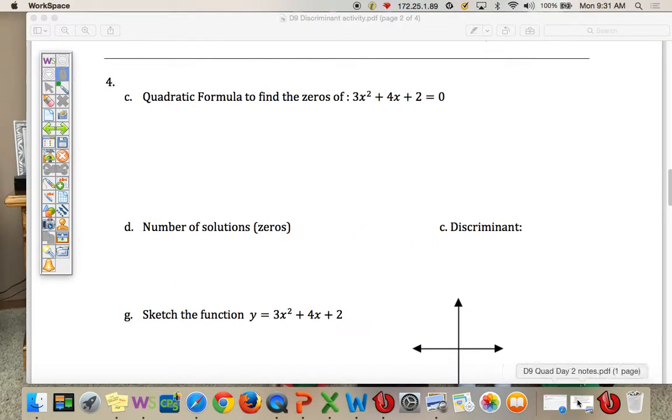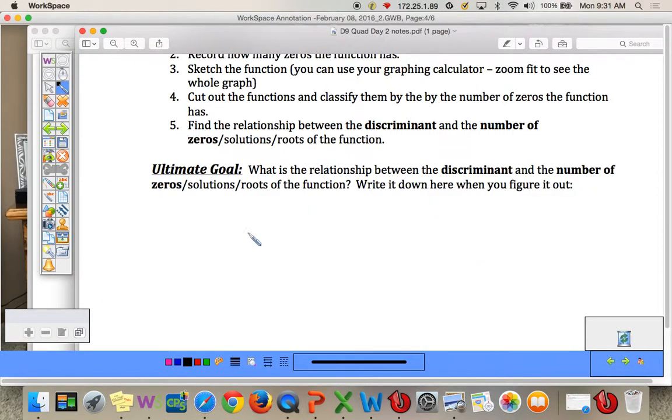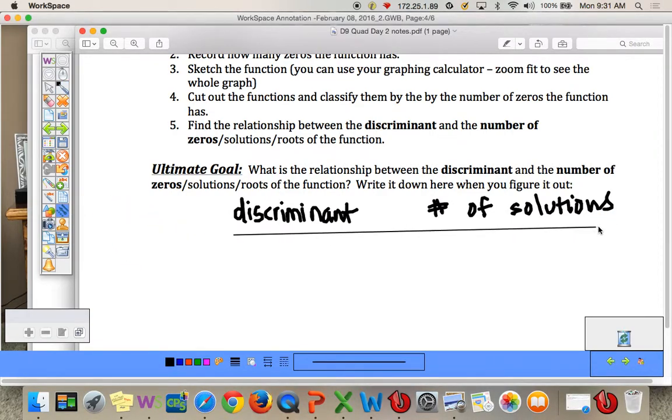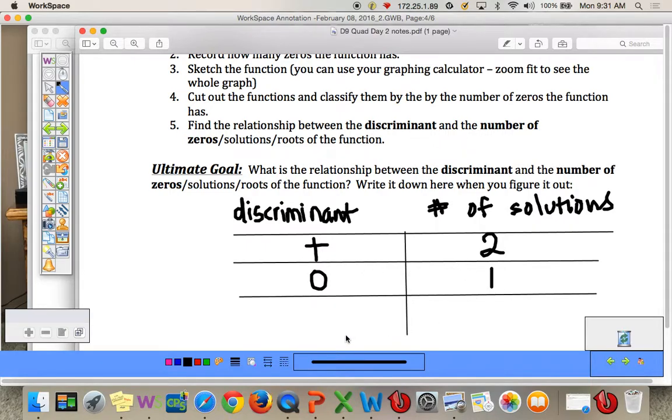Again, let's write it up in that one sheet. The ultimate goal, all right, so I'm going to make this into a table. If we have discriminant, number of solutions. Okay, so let's make this into a table. All right, so if our discriminant is positive, that number in the square root is positive, you have 2 solutions. If it's 0, you have 1 real solution. So we should say number of real solutions. And if it's negative, you have 0 real solutions.